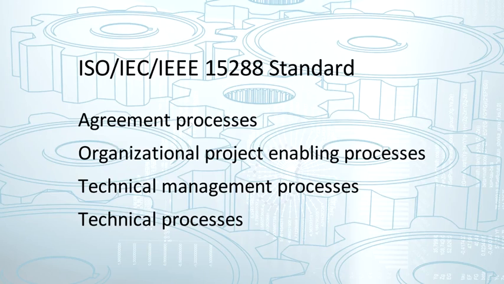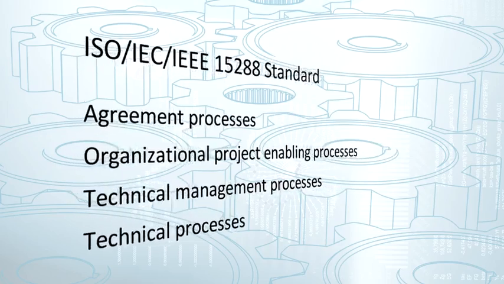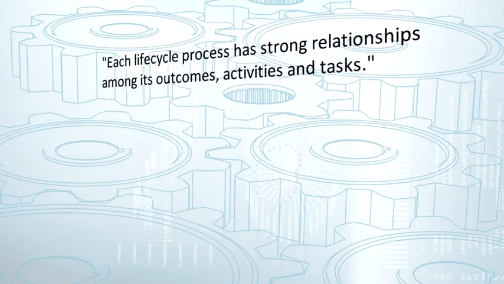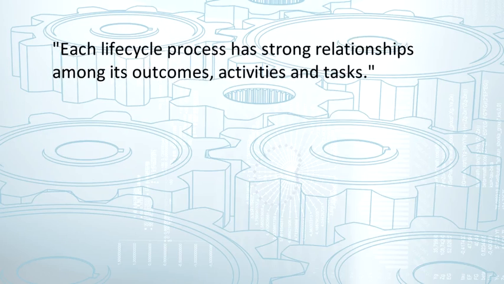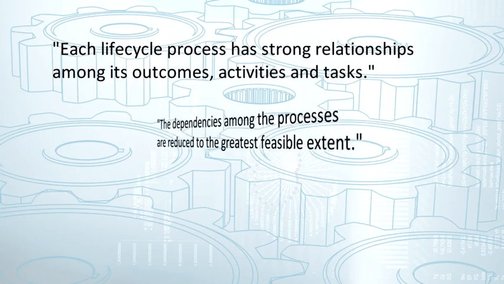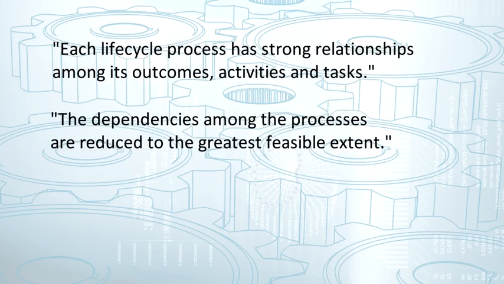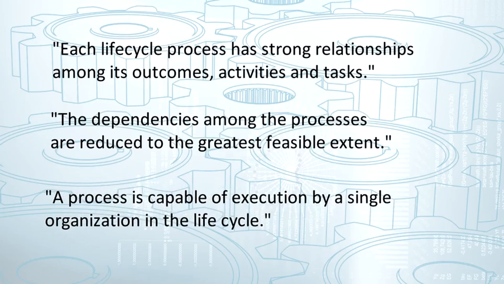As we go through these processes, I'm going to give a brief list of each in each of the categories. This is a very in-depth topic. The standard uses the following criteria to define the processes. Each lifecycle process has strong relationships among its outcomes, activities, and tasks. The dependencies among the processes are reduced to the greatest feasible extent. And a process is capable of execution by a single organization in the life cycle.